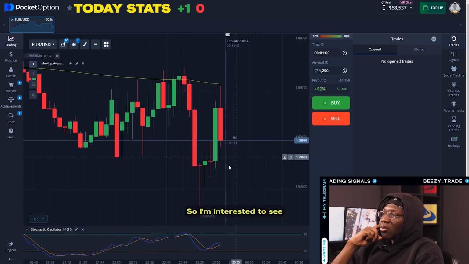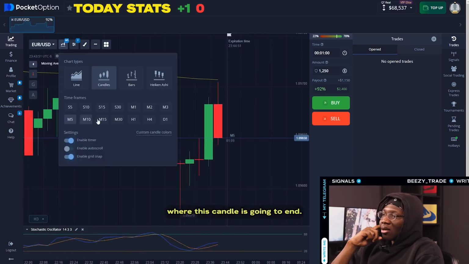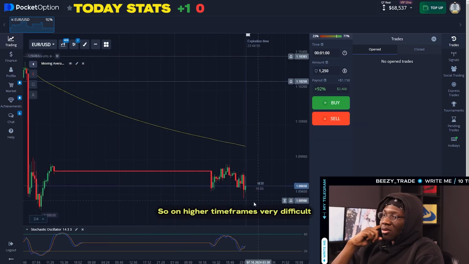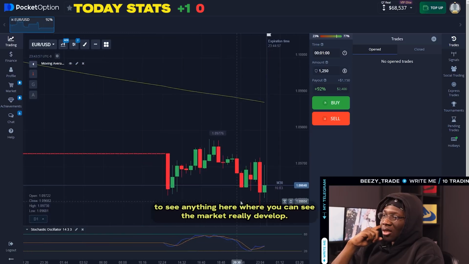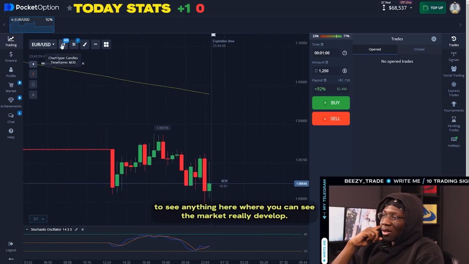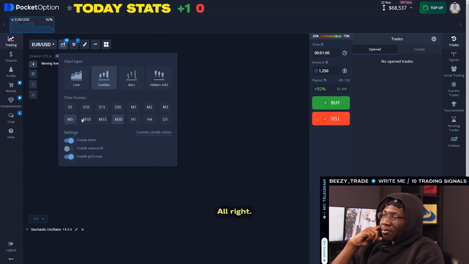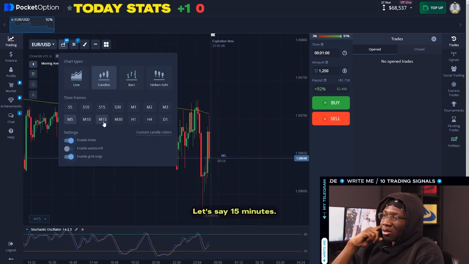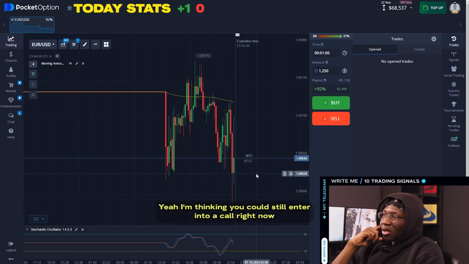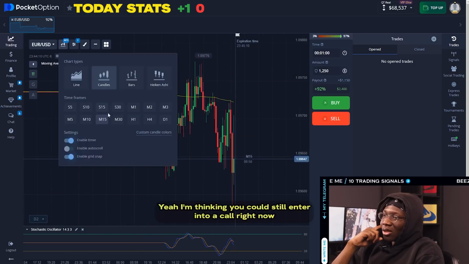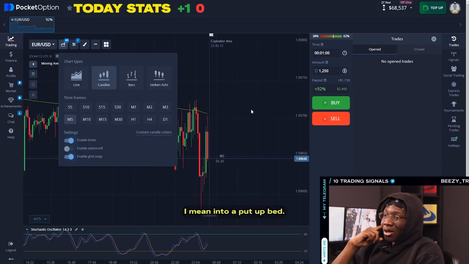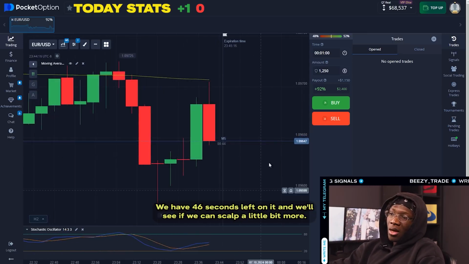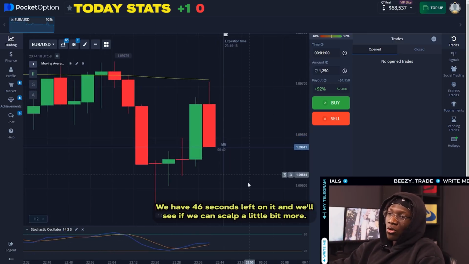So I'm interested to see where this candle is gonna end. On higher time frames, very difficult to see anything here. Right here we can see the market really develop. Just based on what we can see here, I'm gonna go closer. Let's say 15 minutes. I'm thinking you could still enter into a put right now. But I want this candle to, we have 46 seconds left on it, and we'll see if we can scalp a little bit more.